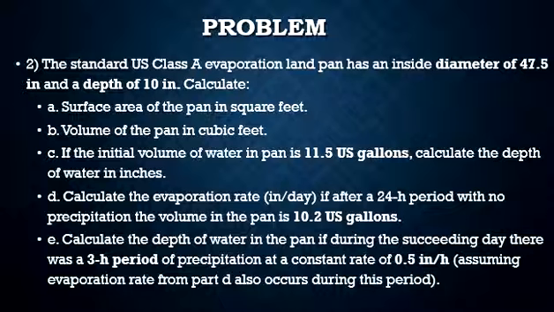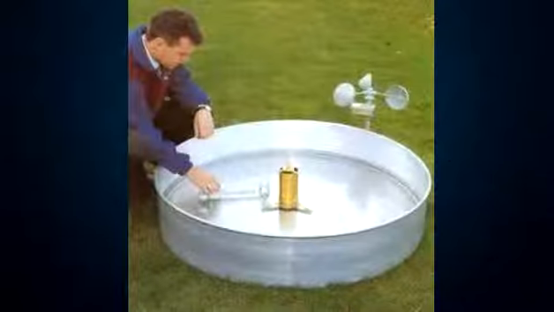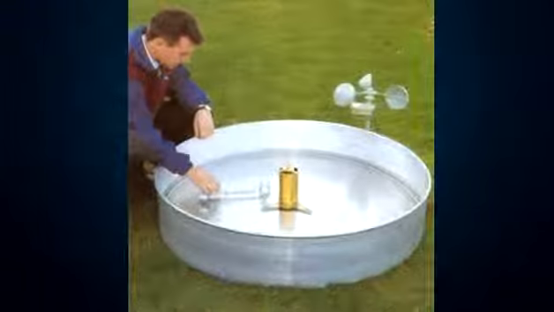Here is the problem that we are given. You will notice that I have bolded a few items within the problem. These bolded terms are given information that we will need to solve the problem. In this video, I will be solving each part of the problem separately. Here is a picture of what an evaporation pan setup may look like in the field. And now we will dive into the problem.